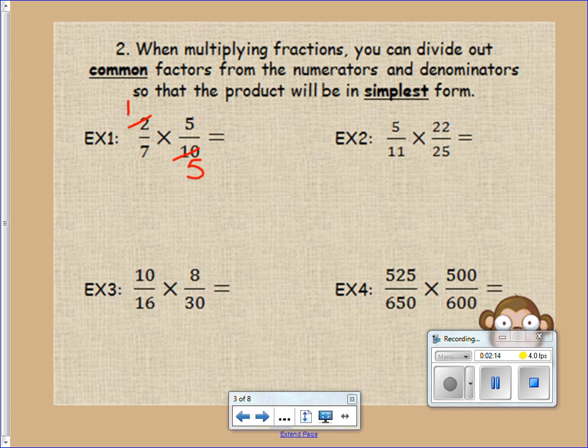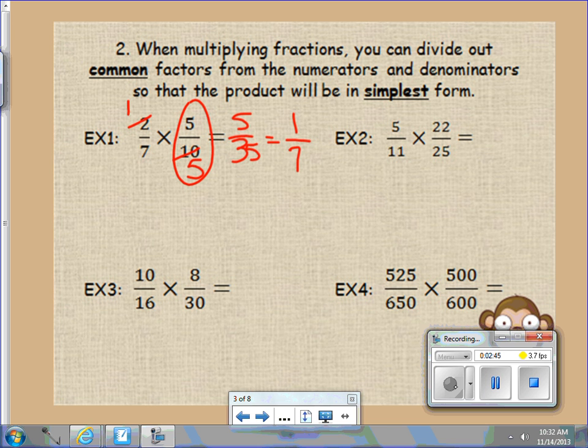So now we just multiply across, and we get 5 over 35. And then we could simplify that to 1 over 7. But also, notice, my second fraction now is 5 over 5. And that is the same as multiplying 1/7 times 1. And so your answer is still 1 over 7.